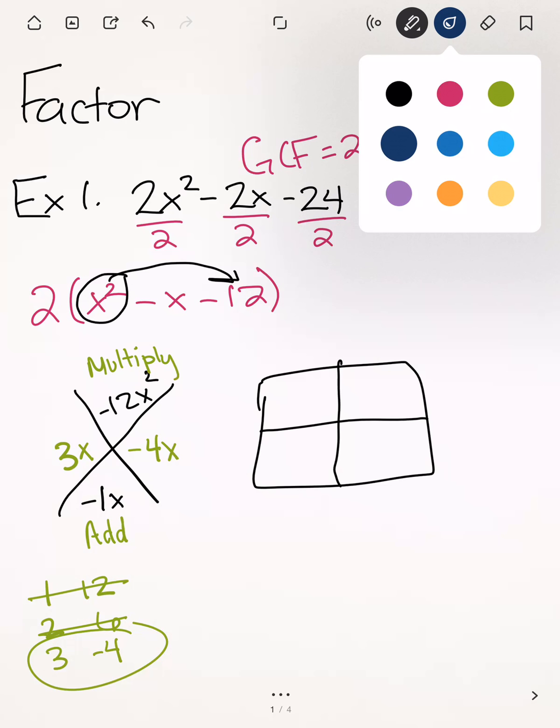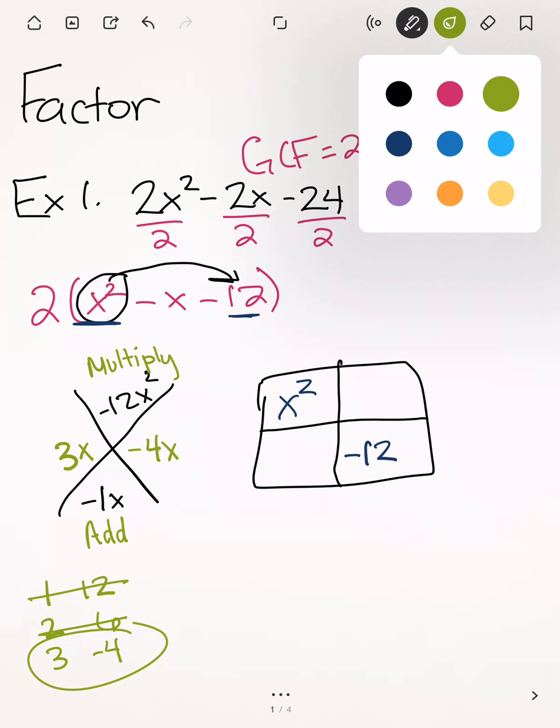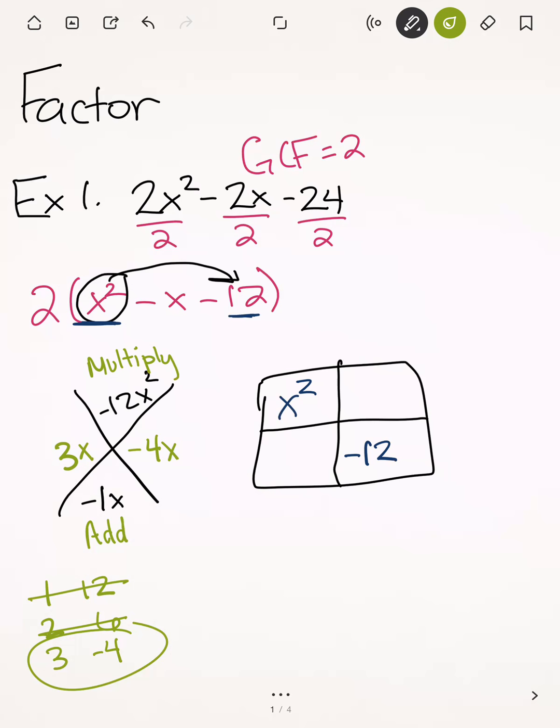Okay, now that's just organizing my thoughts. Then I go to the box. My first term goes in the first spot in the box. My last term goes in the last spot in the box. Then my two missing terms are going to come from the sides of the x, the 3x and negative 4x. And if you notice, 3x minus 4x gives me that middle term right here.